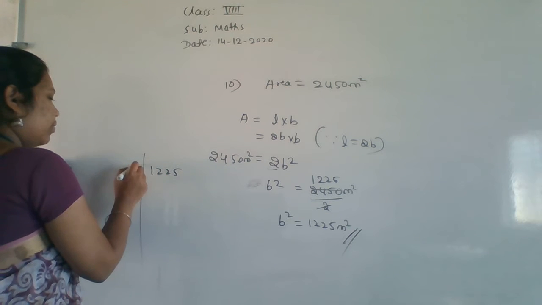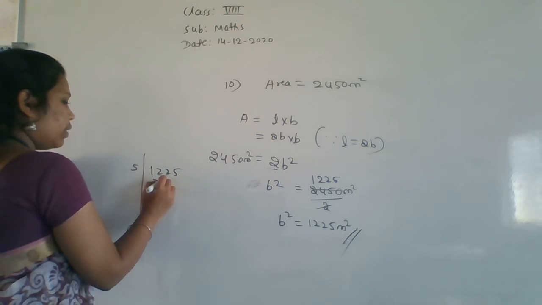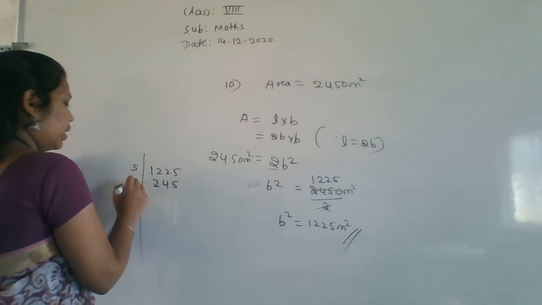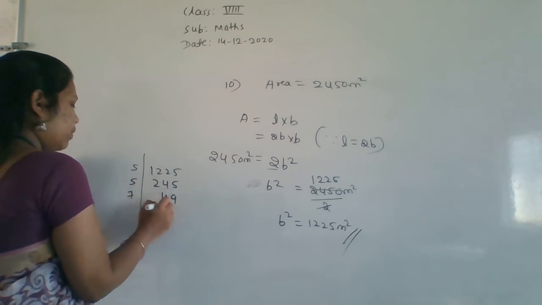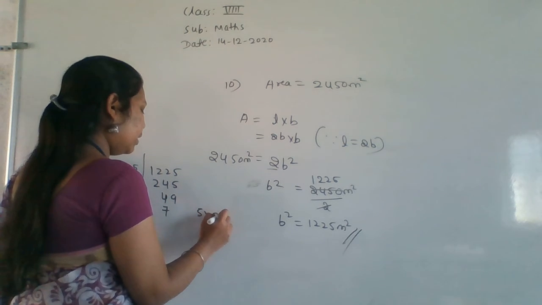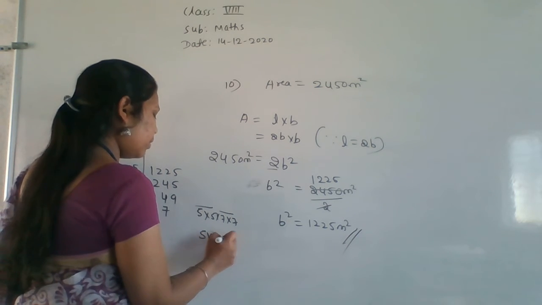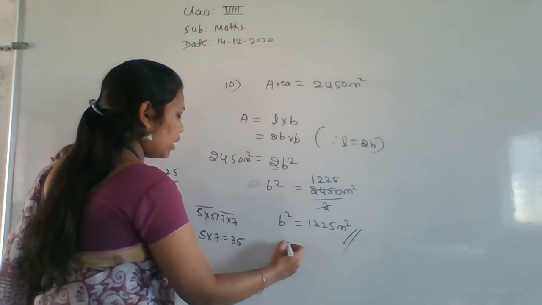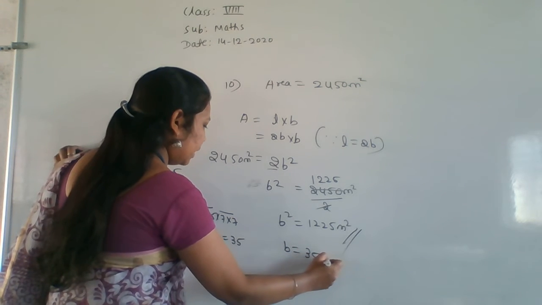First go with the 5 only. 5 twos are 10, 2 left, 5 fours are 20, 5 fives are 25. Next, 5 fours are 20, 5 nines are 45, 7 sevens are 49. So what is here? 5 into 5 into 7 into 7. This is one pair, this is one pair. 5 into 7 is equal to 35. So here b is equal to 35 meters.